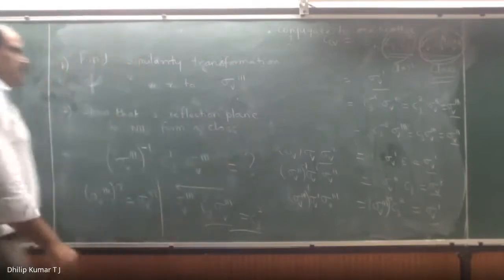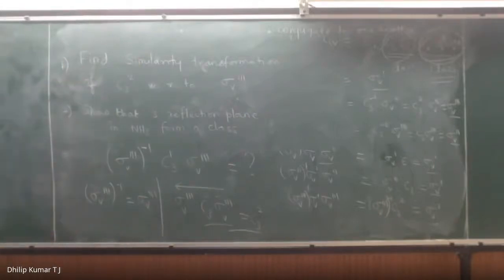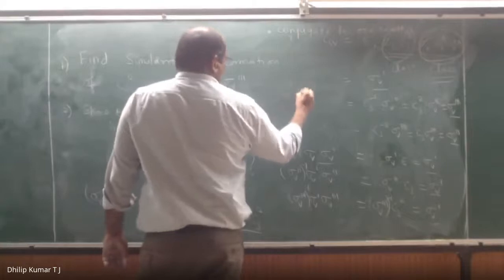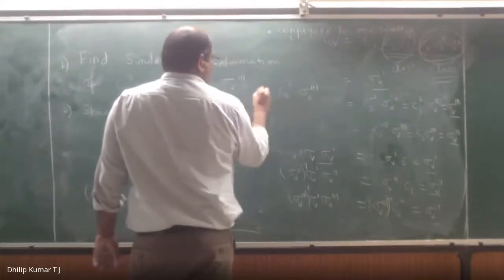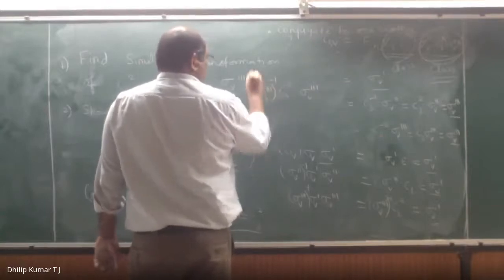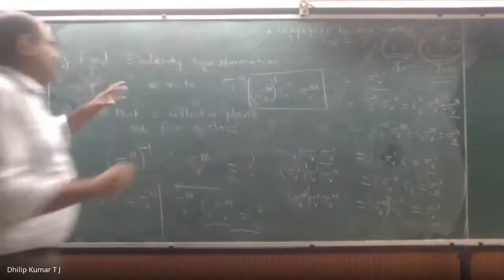So just to prove it. The first question is you have to find a similar transformation of C3 squared with respect to sigma V triple prime. I think you can simply do it. So simply take C3 squared, sigma V triple prime, sigma V triple prime inverse. This you have to find out what is the solution. Then you can get the answer.